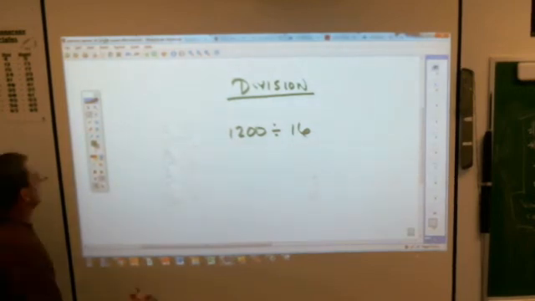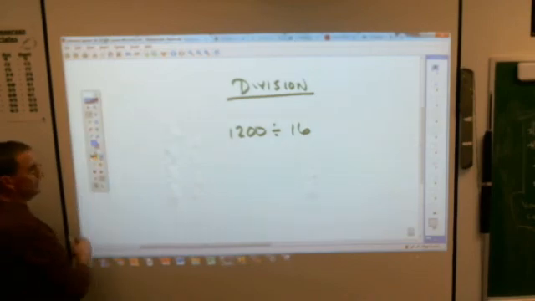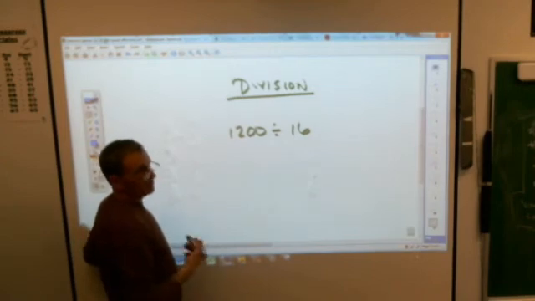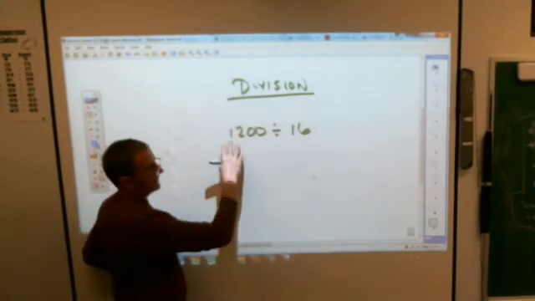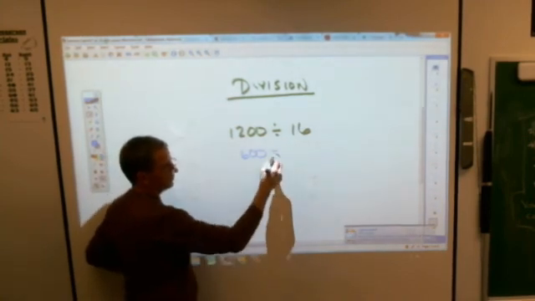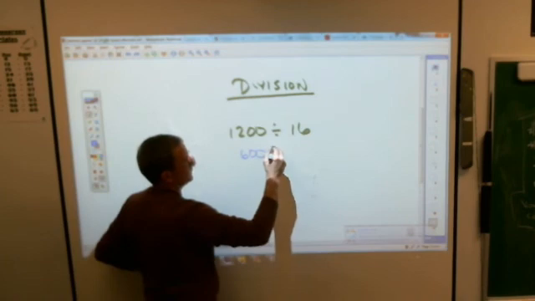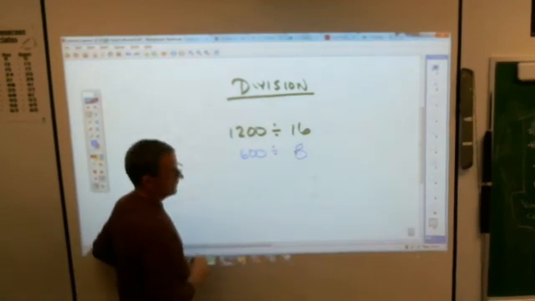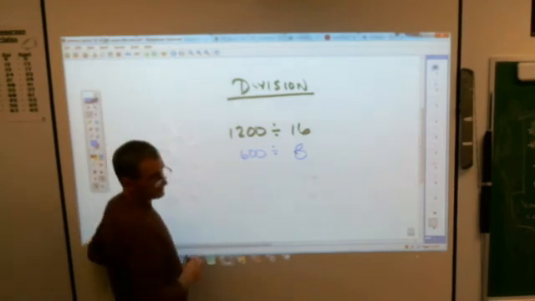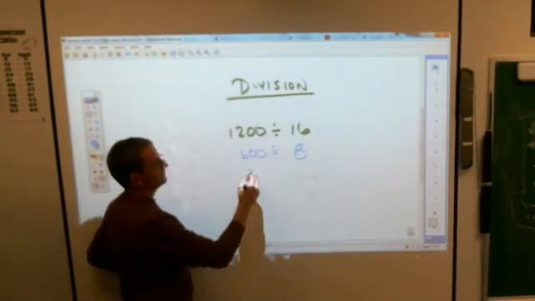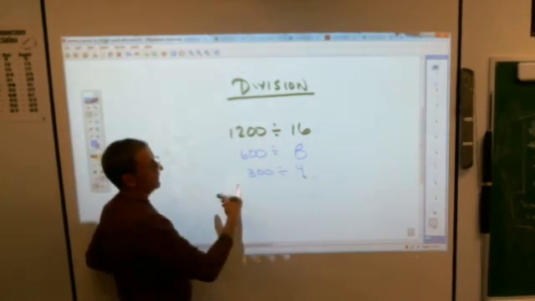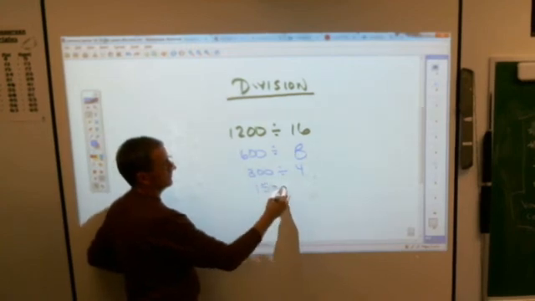And one of the things that you can do when you see a division problem is, if you can divide or multiply them by the same number, you don't change what your answer is. In other words, I can cut both of these numbers in half, which would make this 600. And this number, what's half of 16? 8. And I can do that problem and get the same answer. Or I could cut them in half again. What's half of 600? 300. Half of 8. 4. Or I could continue to cut in half. Half of 300 is? 150.